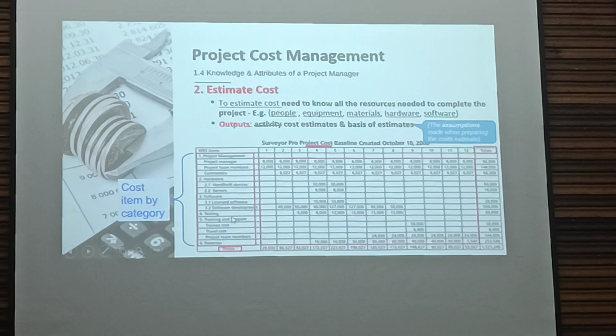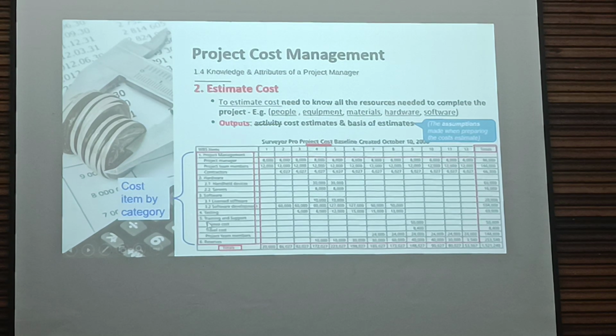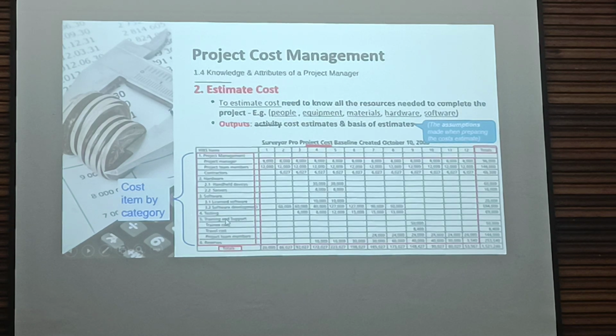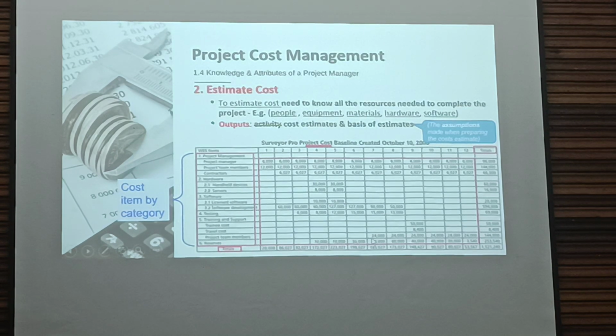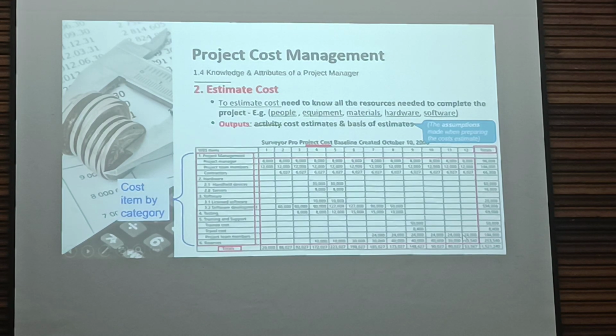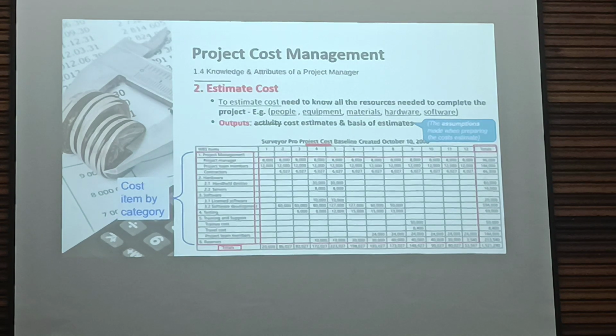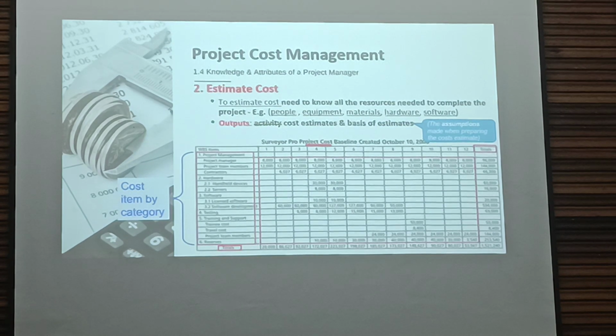Okay, one more discussion about this cost estimate. Look at number 5, training and support. Project team members start from July to December. You don't have to follow exactly. Don't follow exactly. Put the number where it is logical.